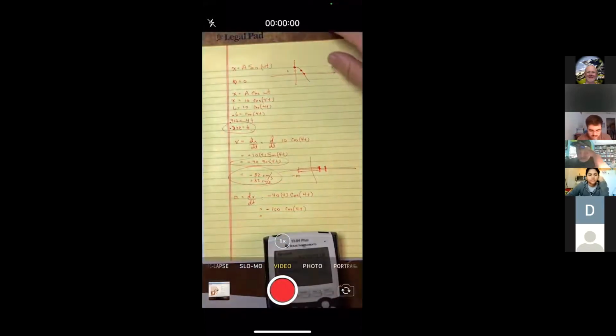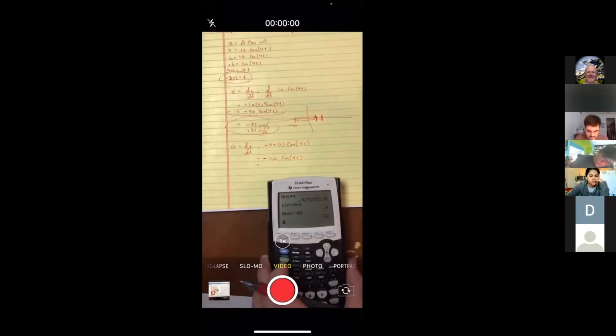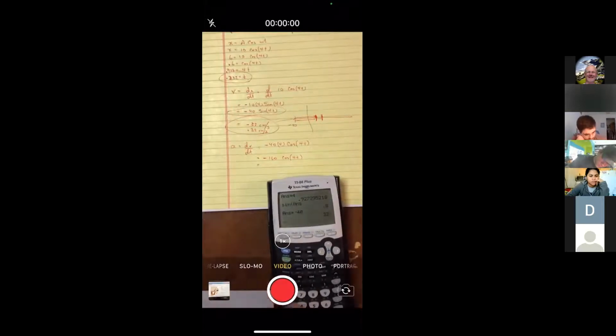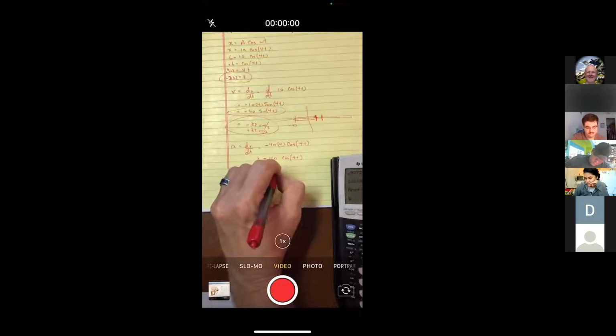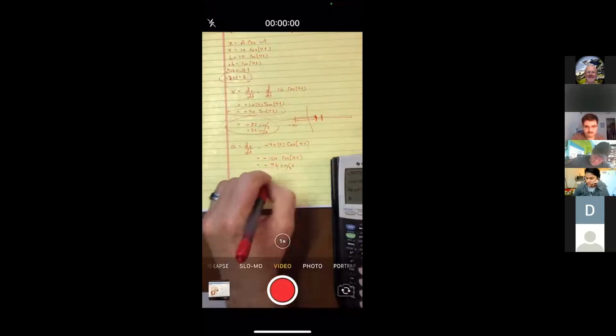And so now grabbing my calculator, let's see, looks like the 4t was up there. So I'll just do a copy and paste of that number. And then I'll do a cosine of that number. And then I will multiply it by the negative 160. And so that would be a negative 96, and the units would be centimeter per second squared.